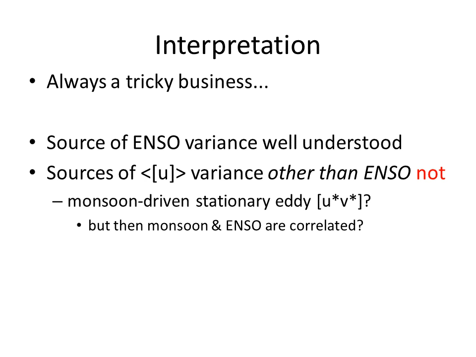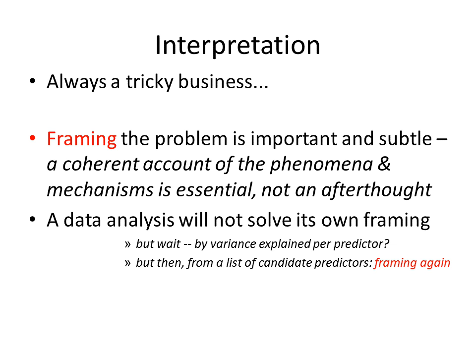So I guess just to end on a philosophical note, not sure where this goes exactly, but interpretation is always a tricky business. We understand ENSO variance so well that, of course, that's a driver for climate variability. I think we know a lot less about the sources of this zonal mean momentum other than ENSO itself. In other words, they are not well understood. And one aspect of it that Patrick has worked through very well is that there are monsoon-driven stationary eddy momentum fluxes from one latitude belt to another. But then I suppose the monsoon and ENSO are correlated, and so we'd have to be a little bit careful that we don't end up ascribing things wrongly; we have to be careful in removing effects that are already known in order to discover new effects.